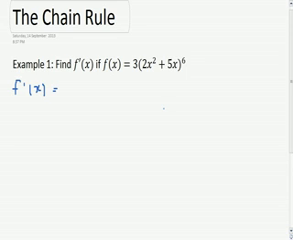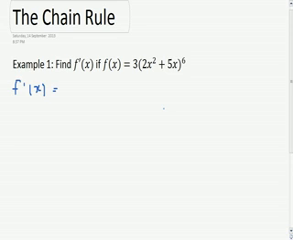Consider our first example here. 3 bracket 2x squared plus 5x raised to the power of 6. How would you differentiate that based on what we know already? Well, we don't really have a way of doing it apart from to expand out 2x squared plus 5x to the power of 6, but that is a very, very long expression.